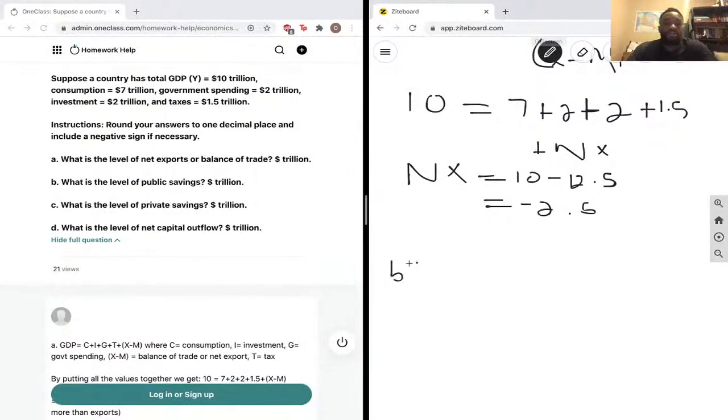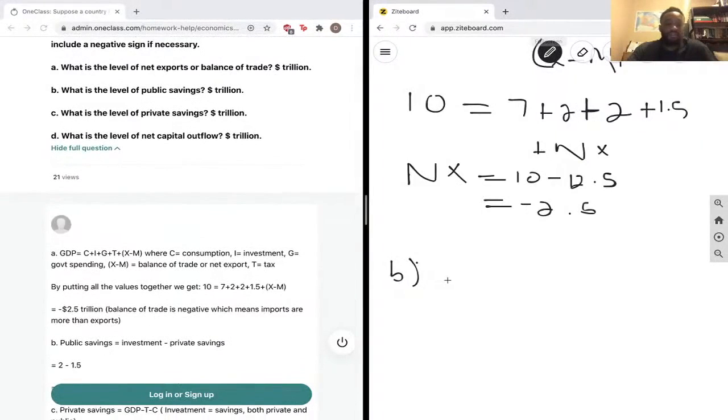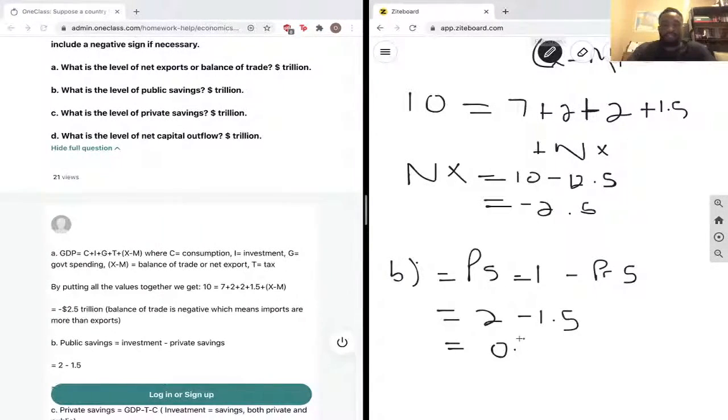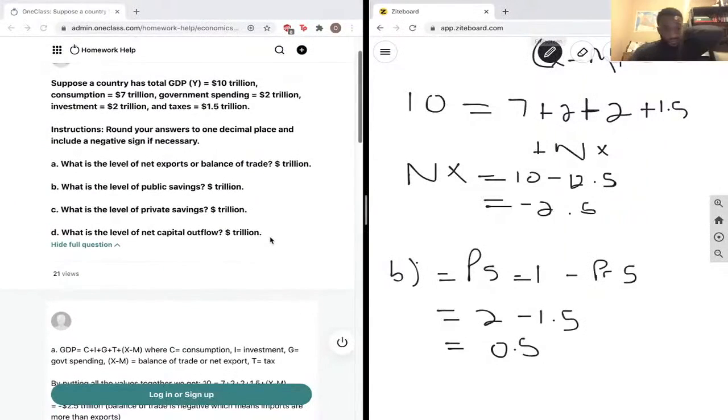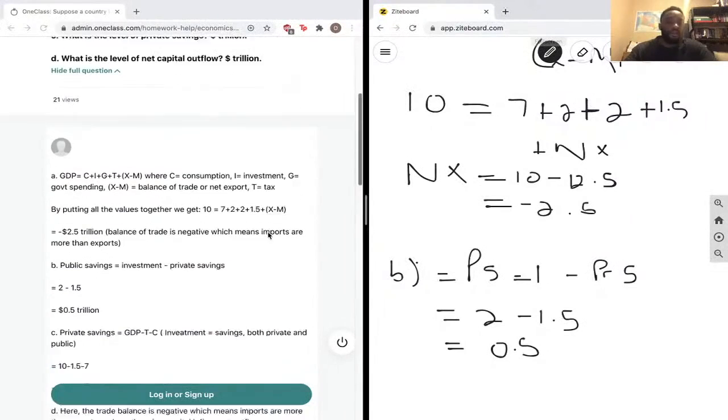Part B says, what is public saving? And our tutor here says public saving is equal to investment minus private saving, which equals 2 minus 1.5 equals 0.5 trillion. So we're saying our private saving in this scenario is taxes of 1.5 trillion.